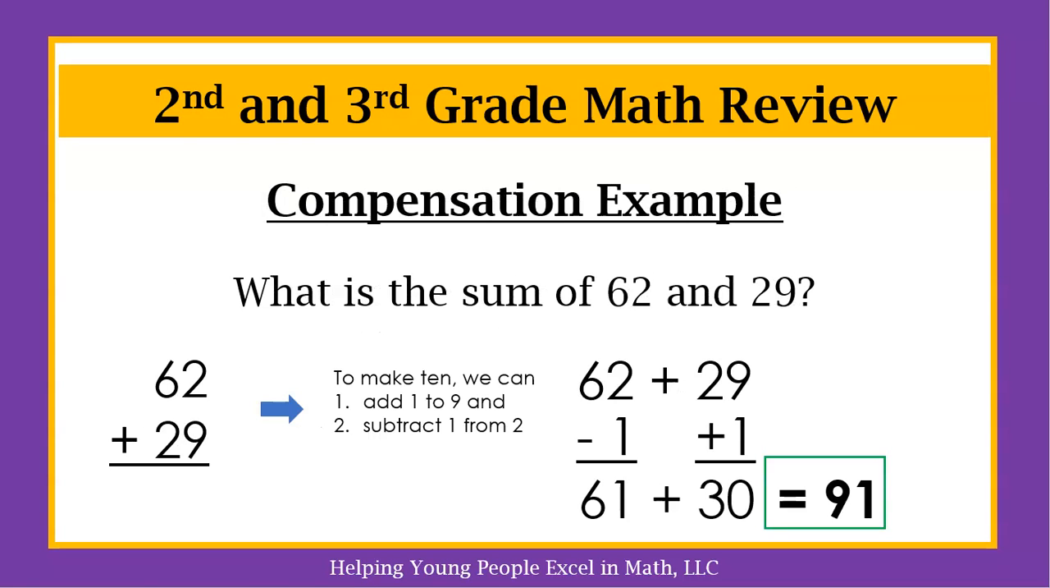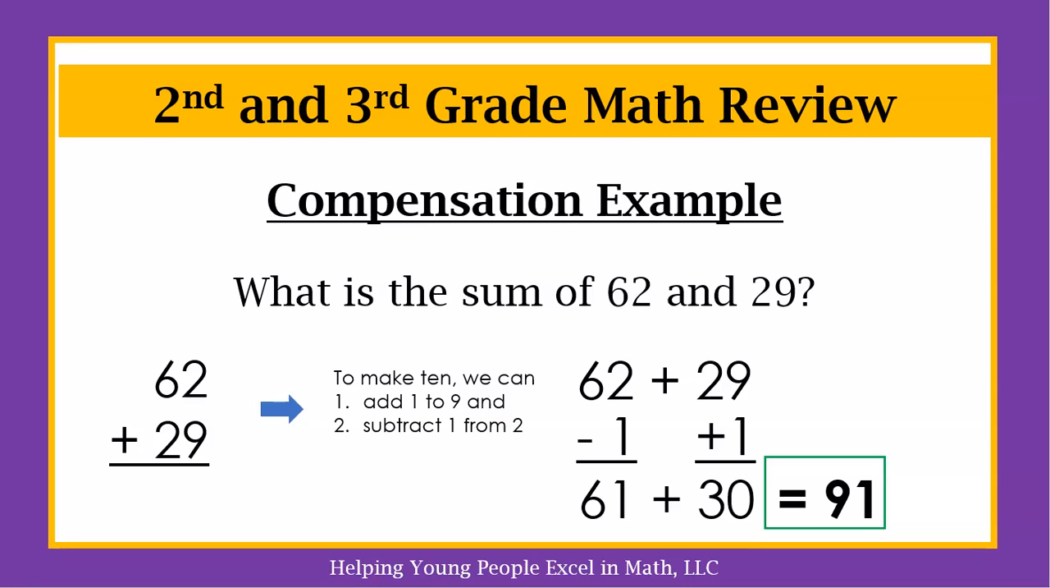We're still using our word sentence: what is the sum of 62 and 29? We said that we want to make one of the numbers 10. And for this problem, we are going to make the 9 a 10. In order to do that, we are going to add 1 to 9, and we're going to subtract 1 from the 2 in 62. Let me say it again.